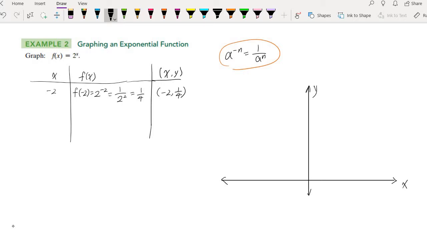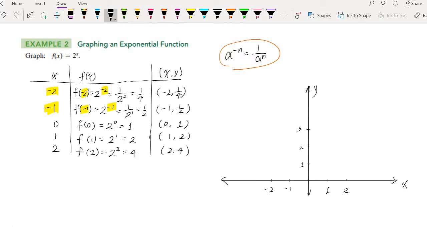So let's go ahead and plug in other points. Negative 1: f of negative 1 is just 2 to the negative 1 power. The whole thing gives me 1 over 2 to the negative 1, which becomes positive 1. So this is going to be 1 over 2. So the pair is just going to be negative 1 and then 1/2. You do the same thing for the rest.